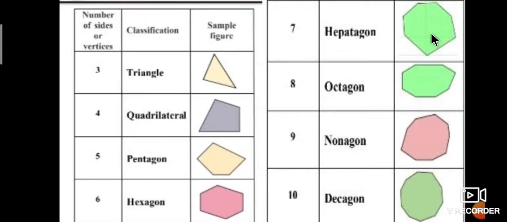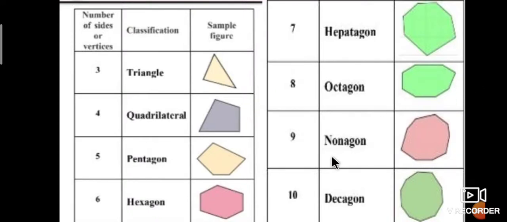Next, a geometrical figure which has 8 sides is called an octagon. Octa means 8. A geometrical figure which has 8 sides: 1, 2, 3, 4, 5, 6, 7, 8. That is called an octagon.